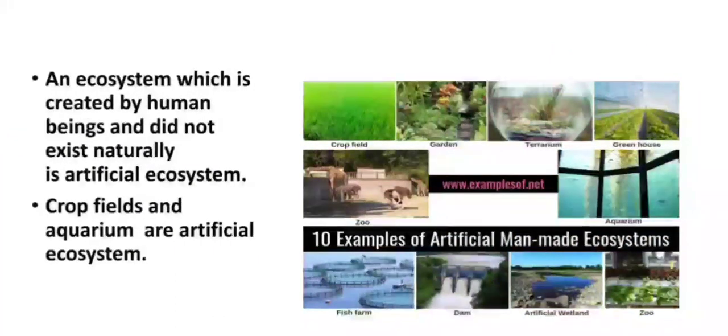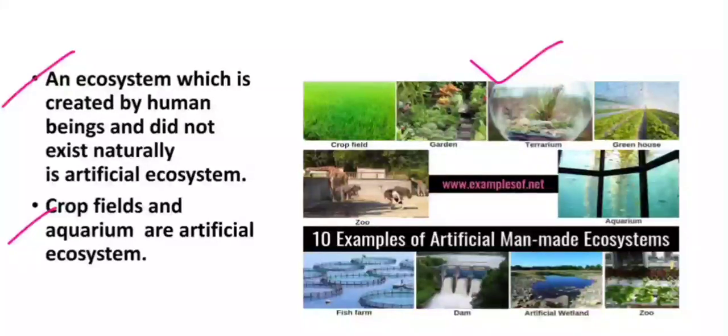This is the type of ecosystem. Ecosystems are of two types, natural and man-made. Forests and oceans constitute the natural ecosystem, whereas the ecosystem which is created by human beings and did not exist naturally is the artificial or man-made ecosystem. For example, crop fields and aquariums are artificial ecosystems. Here in this diagram, 10 examples of man-made or artificial ecosystems are shown.